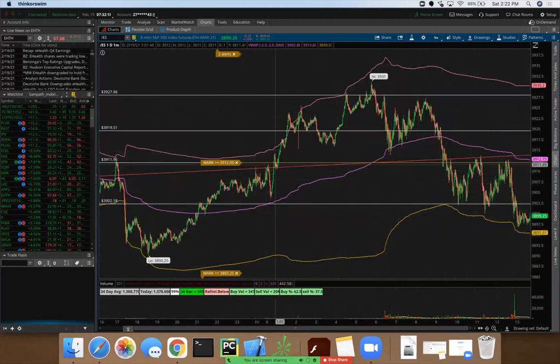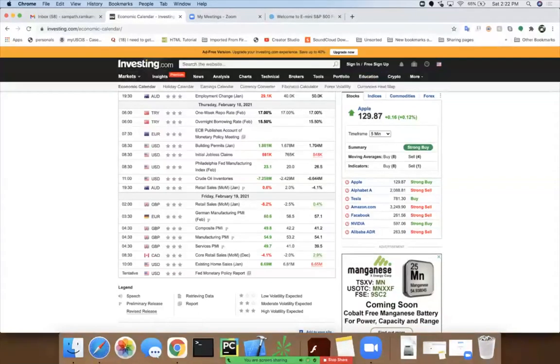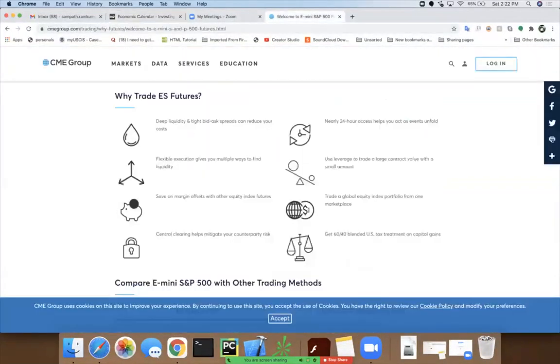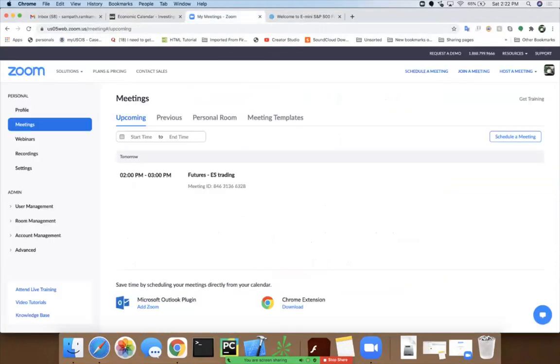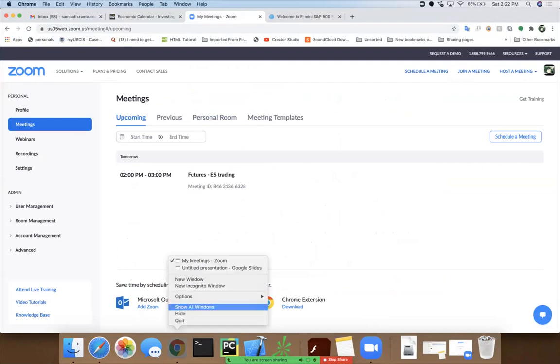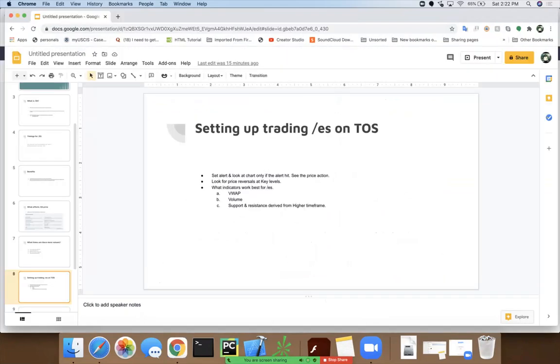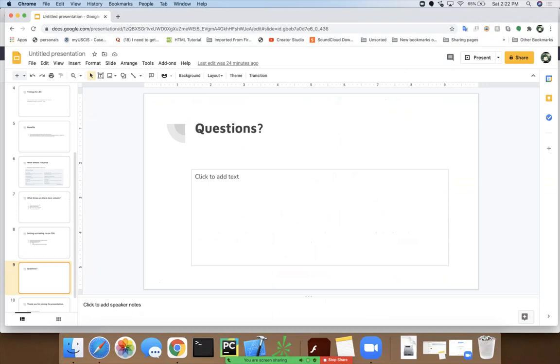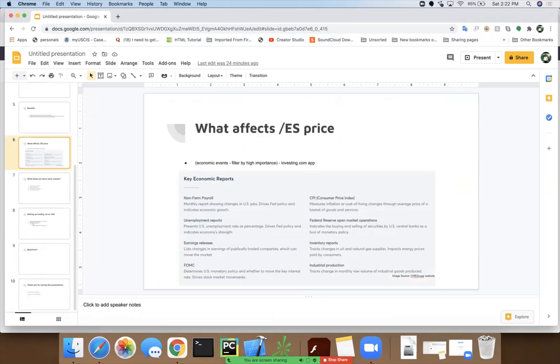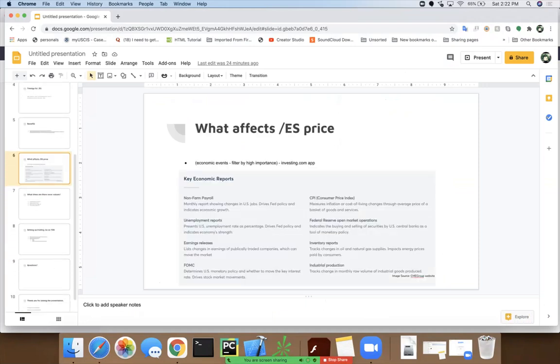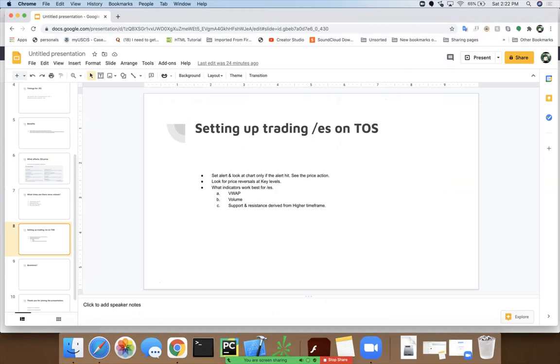But it's very important that you make note of these economic events, and also trade only during the higher volume timings. For example, the China Open or Europe Open. At those times, the volume.